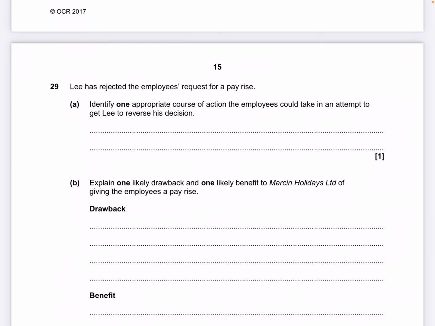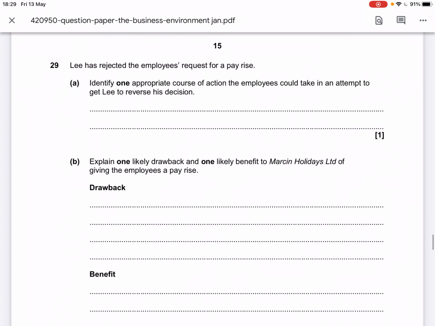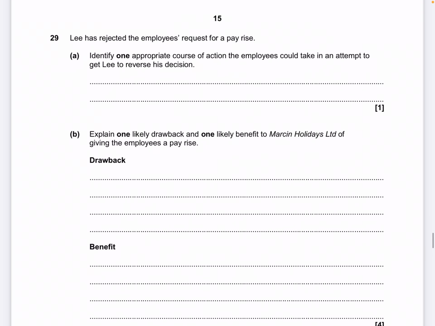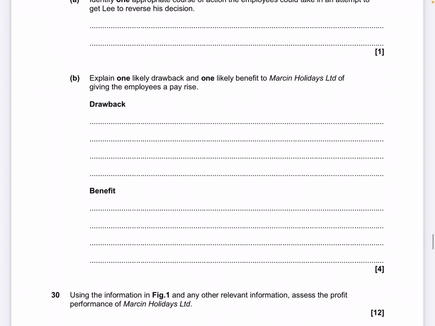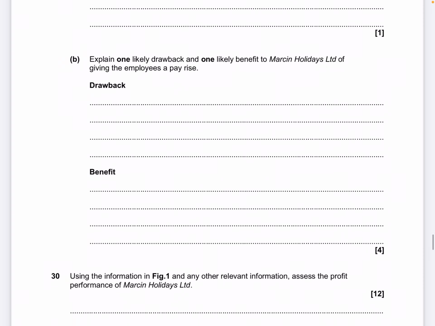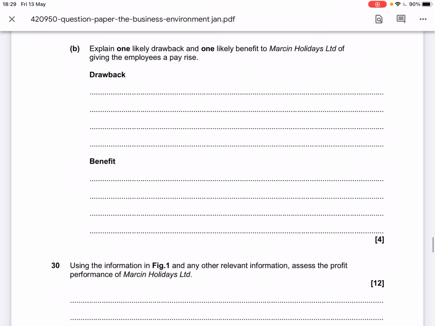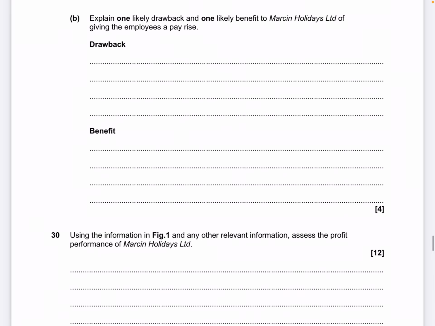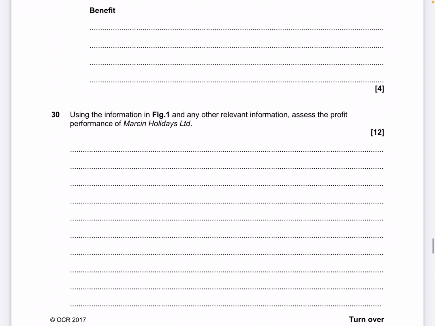For question 29, again, it's just identify, so you can just put the answer, no further explanation. And then on this next question, on B, you're explaining one likely drawback and one likely benefit. So they're giving you the instructions here, so you don't need to put your point. You're straight into your explanation, and you're going to do that for your drawback, and then you're going to do that for your benefit for the 4 marks.